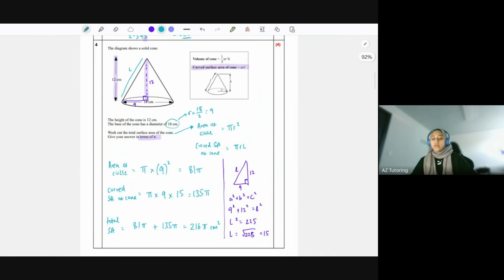So that's a nice 4 marker. It's testing you on Pythagoras as well. So just remember, surface area of any shapes is the area of all the faces, and you add them all up together. The volume tends to be the area of the bottom face and then times by the height. Or if it's not that, they'll give you a formula. So for example, they're giving you the formula of the cone here.